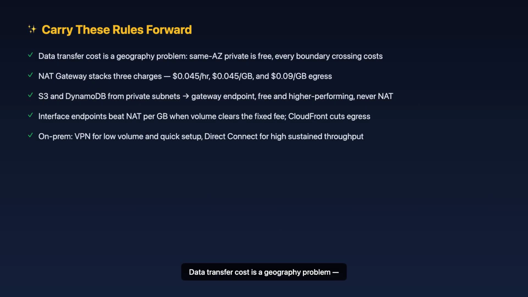Carry 5 things forward. Data transfer cost is a geography problem. Same AZ private traffic is free, and every boundary crossing starts a meter. The NAT Gateway stacks 3 charges. 4.5 cents an hour, 4.5 cents a gigabyte, and 9 cents a gigabyte on internet egress. For S3 and DynamoDB from private subnets, reach for a gateway endpoint, free, higher performing, and never route it through NAT. Interface endpoints beat NAT per gigabyte once volume clears their fixed fee, and CloudFront cuts internet egress. On-prem, it's VPN for low volume and quick setup, Direct Connect for high sustained throughput.